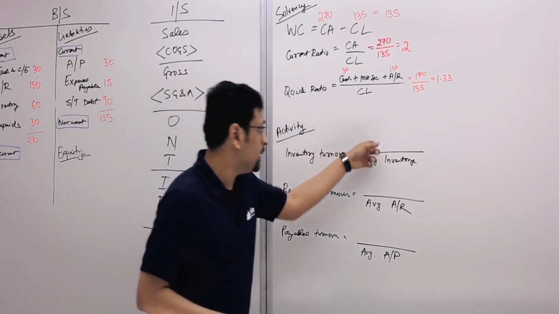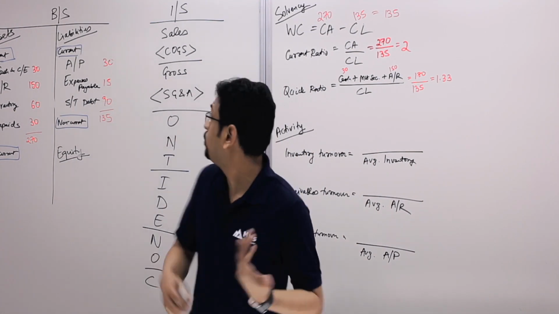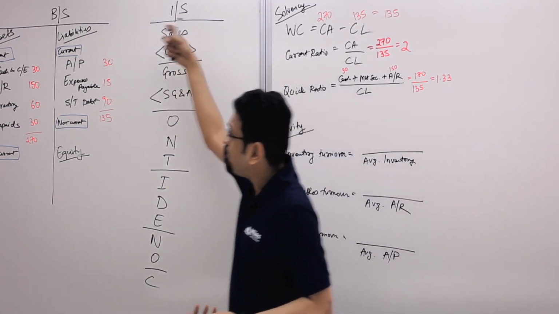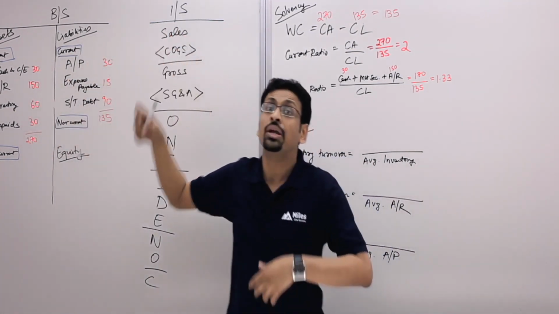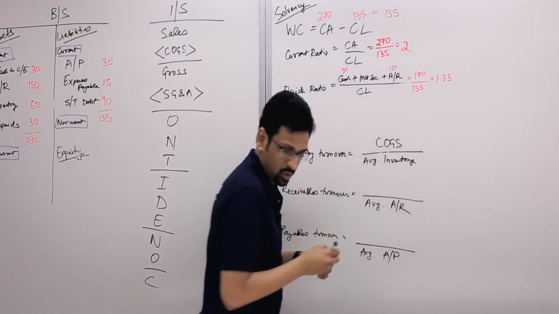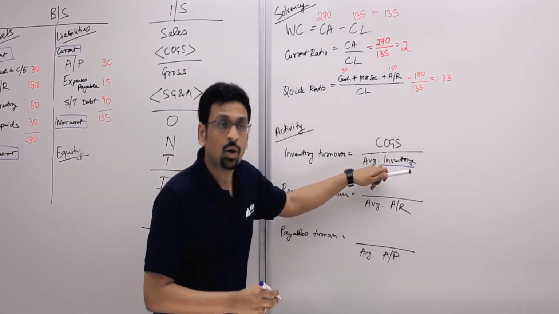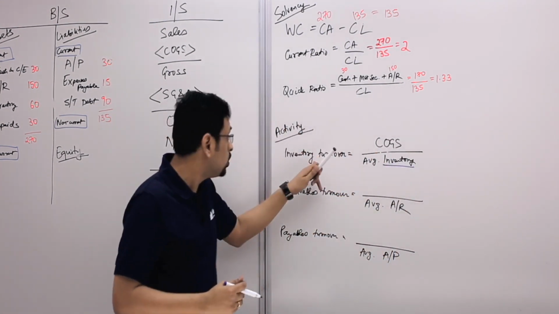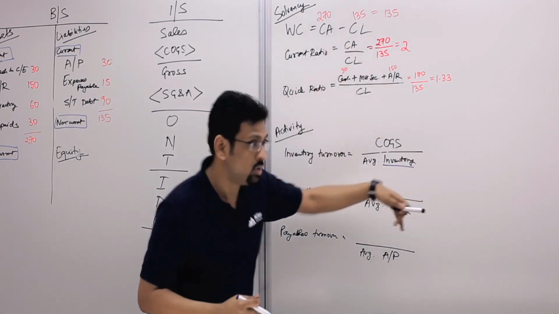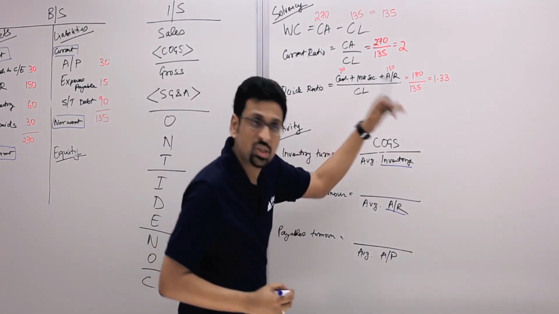Then on the numerator, so inventory relates to what? Your cost of goods sold. So the inventory number here relates to the cost of goods sold. So that's your numerator here. So it's COGS by inventory. And you remember that inventory is the denominator here. Why? Because it's the inventory turnover. So you turn over inventory. Receivables turnover. So you turn over your accounts receivable.